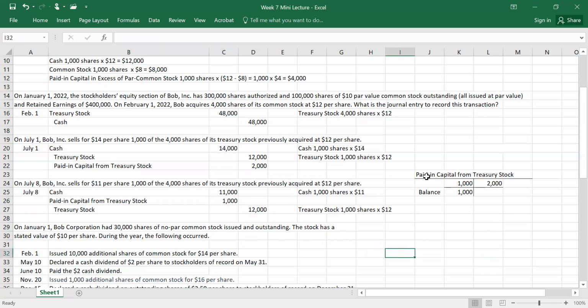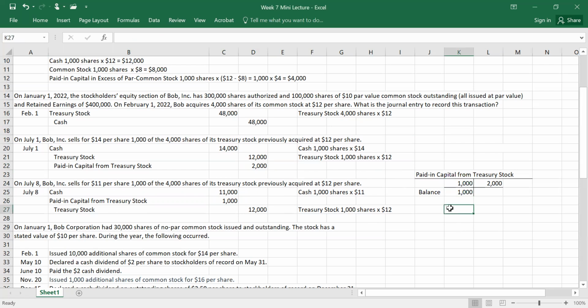I just want to point this out. I made a little T account, which looks a little strange, but if you look at this T account, this credit of 2,000 is from this July 1st transaction where we credited paid in capital from treasury stock for 2,000. The 1,000 is from the July 8th transaction where we debited paid in capital from treasury stock for 1,000. So it leaves us a balance of 1,000.